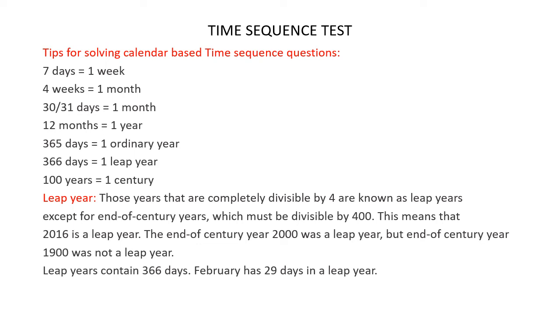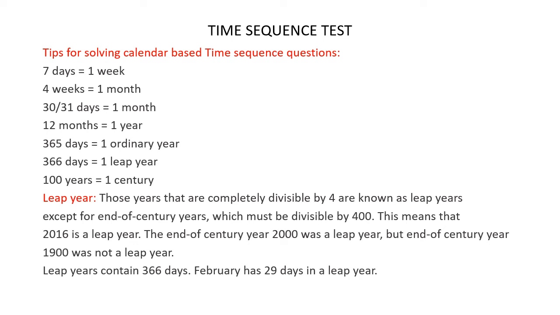Let's understand about calendar-based time sequence test. Here are a few tips for solving calendar-based time sequence questions. You have to know that 7 days make 1 week, 4 weeks make 1 month, 30 or 31 days make 1 month, 12 months make 1 year, there are 365 days in one ordinary year, there are 366 days in one leap year, and 100 years make 1 century.